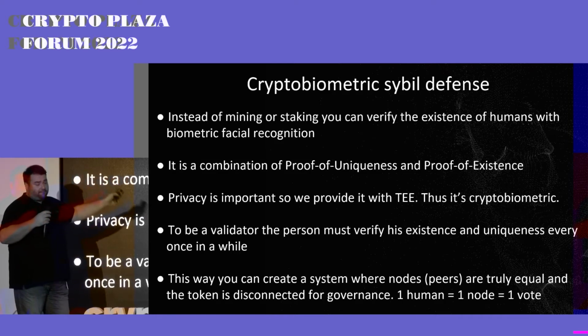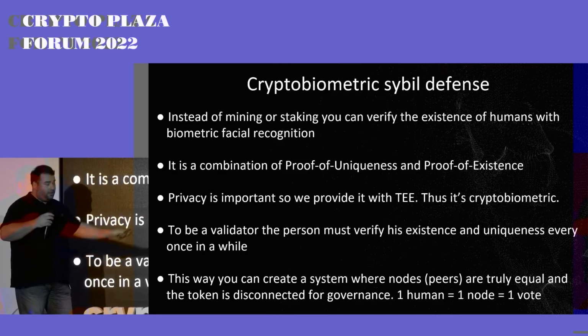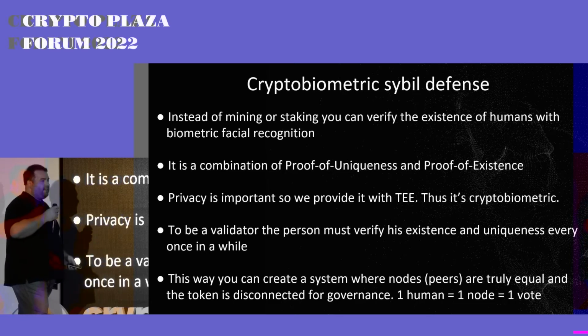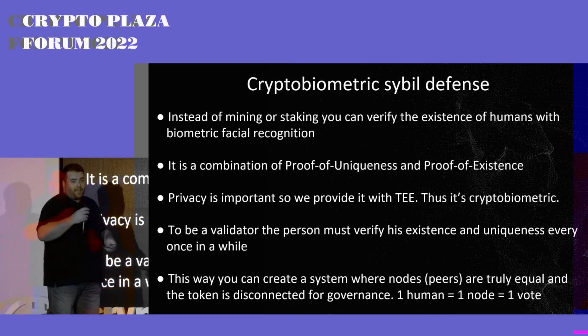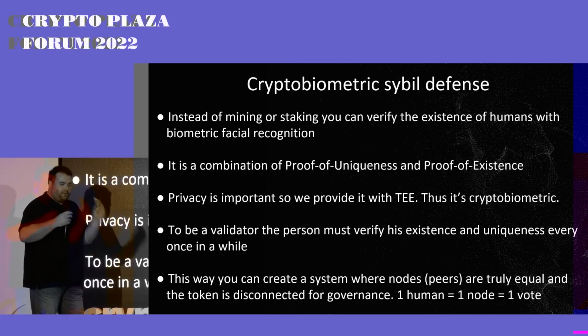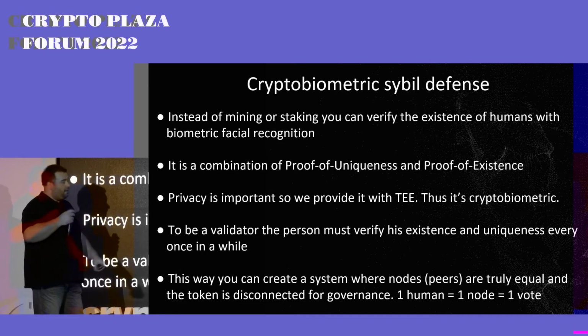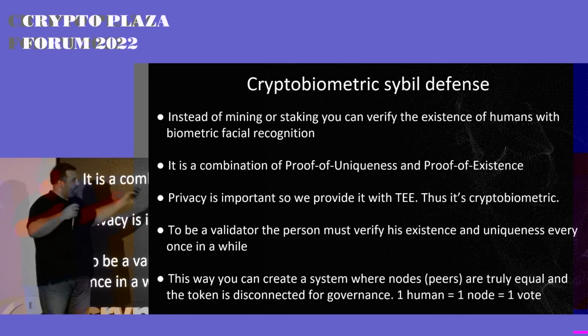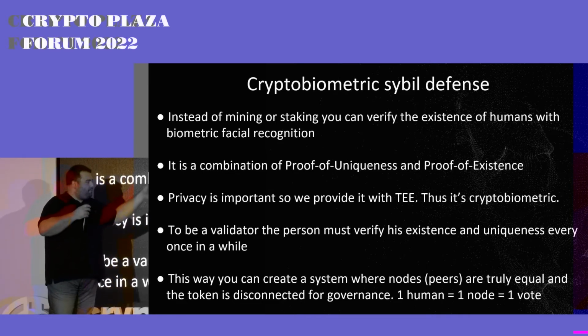So a crypto biometric Sybil defense is not proof of work, it doesn't require mining. It's not proof of stake, it doesn't require staking at all. All you have to do is go through a facial scan and prove once in a while that you're a unique human being. Thus, it's a combination of proof of uniqueness and proof of existence.